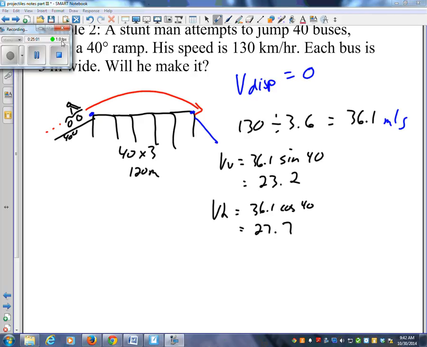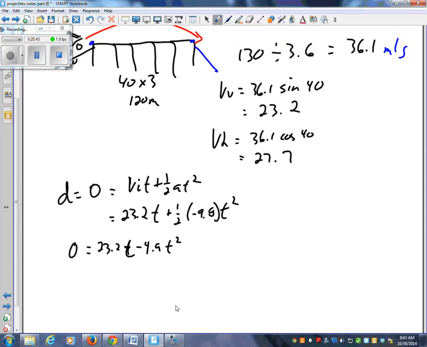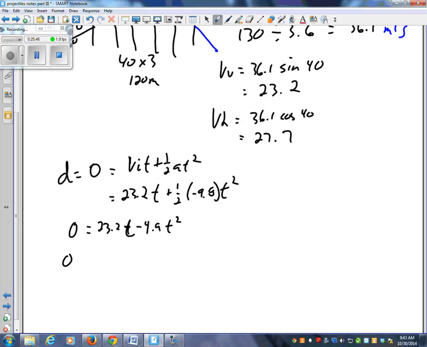So that total time is going to be, the vertical displacement will be 0, right? And that's going to be equal to v_i t plus 1/2 a t squared. You can do it the elegant way, or you can do it the brute force way. I prefer this one. So that's going to be a vertical component of 23.2 t plus 1/2 of minus 9.8 t squared, or 0 equals 23.2 t minus 4.9 t squared. That's a t. Because we're smart people and we know how to factor out a t.